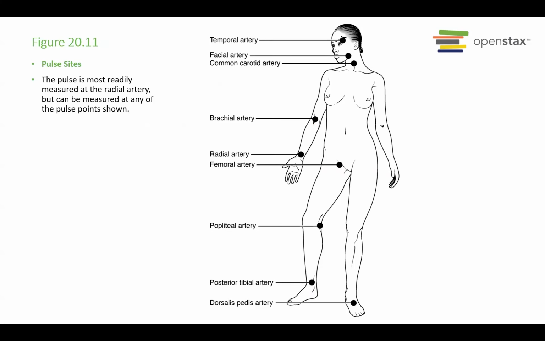We can also measure the pulse rate. These are some arteries that can be used to measure the pulse rate. Normally, it is around 72 beats per minute. So this is the normal pulse rate, between 72 and maybe 75 beats per minute.